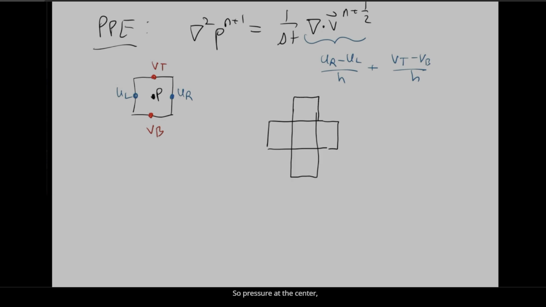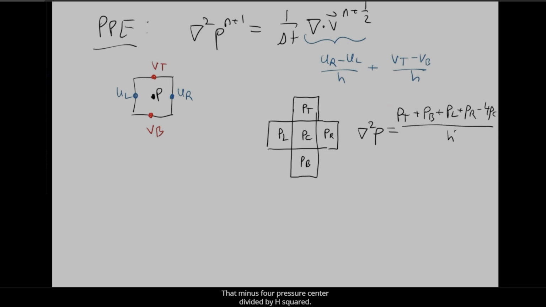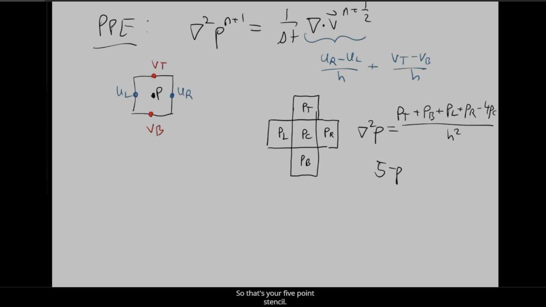All right. So pressure at the center, pressure top, pressure bottom, pressure right, pressure left. And your del squared P that appears there is like your pressure top plus pressure bottom plus pressure left plus pressure right, minus 4 pressure center, divided by H squared. And that's your standard 5-point stencil. It comes from the 1, minus 2, 1 in the x direction, same in the y direction, and you add those together. H is the same as delta x and delta y. So that's your 5-point stencil.